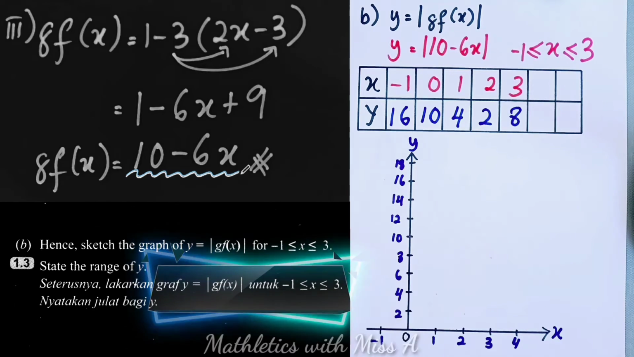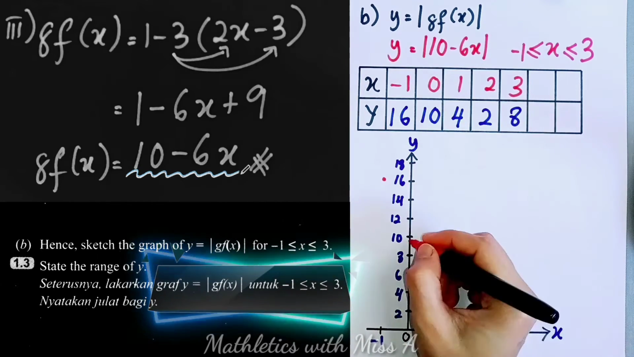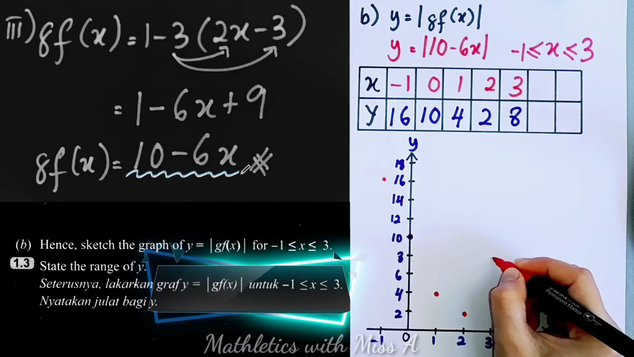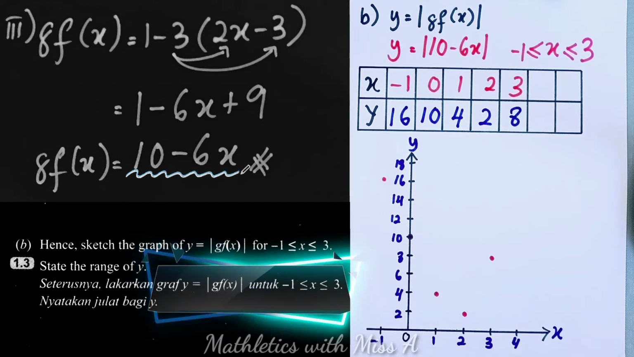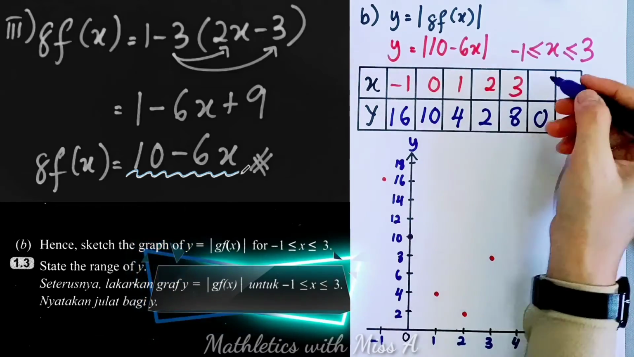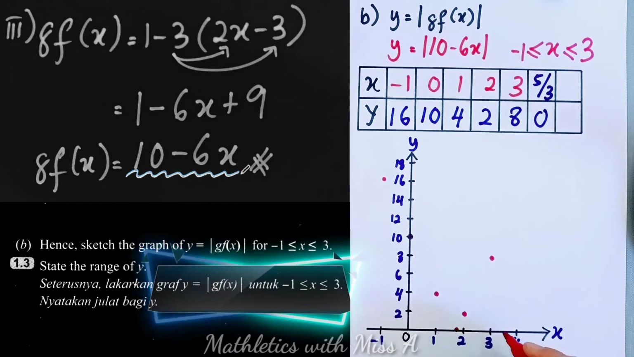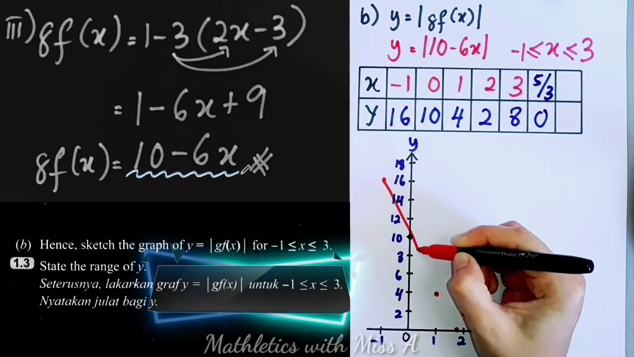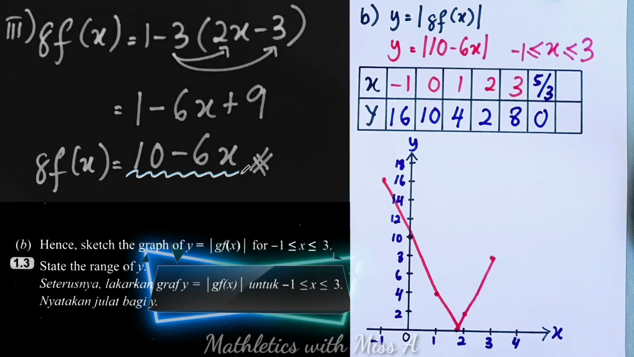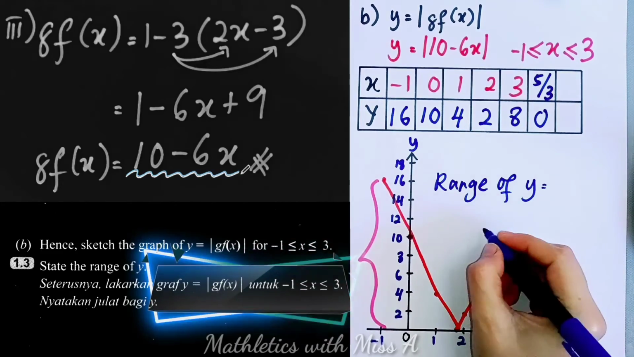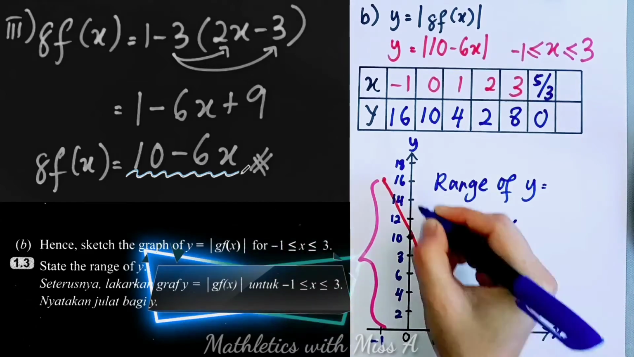So plotkan negatif 1, 16, 0, 10, 1, 4, 2, 2, dan 3, 8. Disebabkan ini adalah absolute value positive, so kita perlukan ada nilai y equals to 0, maka x equals to 5 over 3, atau dalam perpuluhan 1.67. So bila dah ada kesemua point, gariskan. Dan di sini kita dapat lihat julat paksi y adalah antara 0 hingga 16. So range of y equals to y in between 0 and 16.